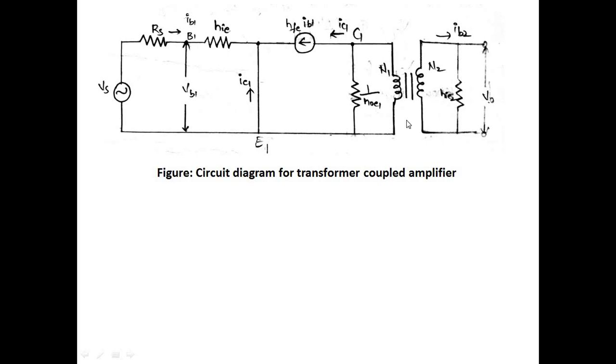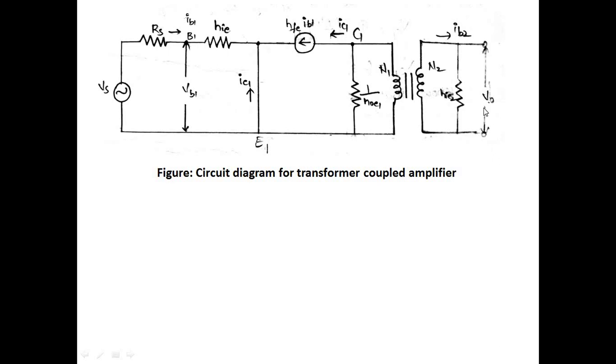The output of stage 1 is connected as an input for stage 2 using a transformer. The transformer has primary turns N1 and secondary turns N2, and across the secondary of the transformer we connect the input of stage 2, which we represent as HIE2, the input impedance of stage 2. This is the output.